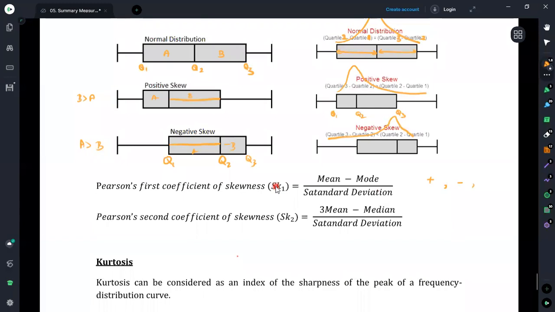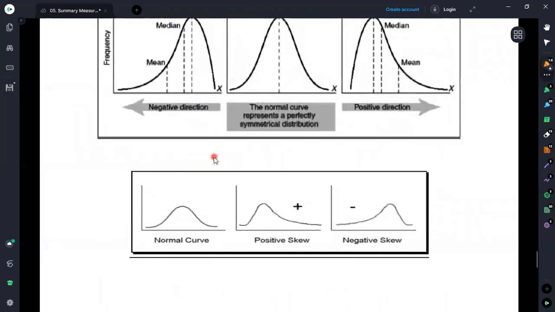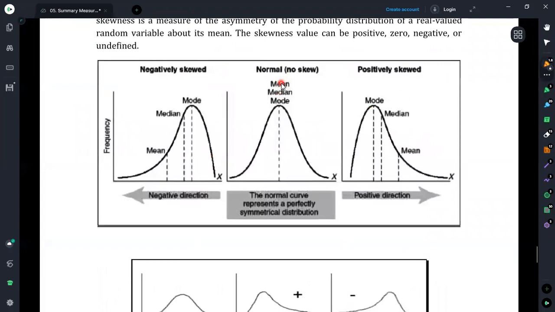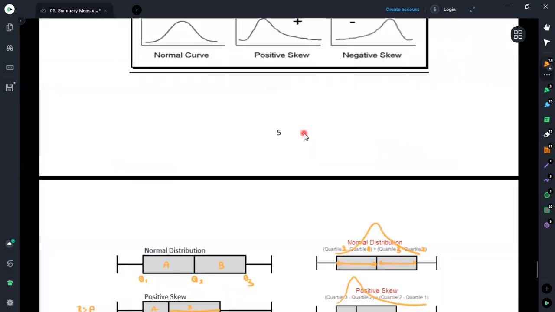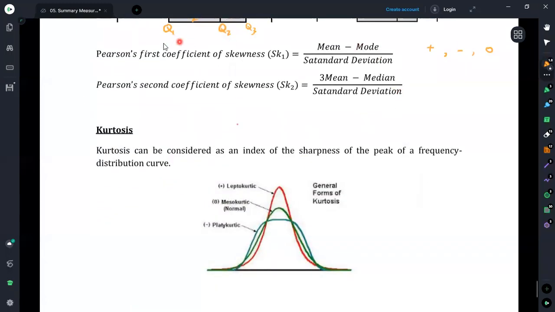And if we get the value as 0, then there is no skewness, or we can say it is symmetrically distributed. Now you can see that we get 0 if and only if the mean and mode have the same value. Therefore, in the previous chart also you can see that if there is no skewness, mean, median and mode will have the same values. So for the first coefficient of skewness, mean minus mode over standard deviation gives it.